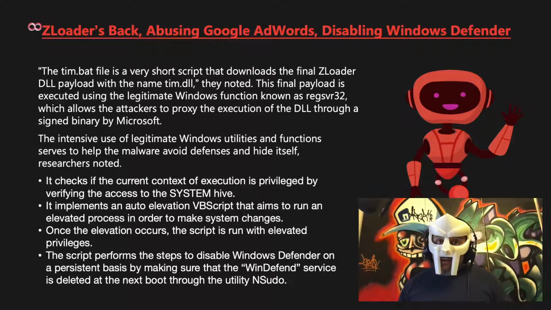It checks if the current context of execution is privileged by verifying the access to the system hive. It implements an auto-elevation VB script that aims to run an elevated process in order to make system changes. Once the elevation occurs, the script is run with elevated privileges. The script performs the steps to disable Windows Defender on a persistent basis by making sure that the WinDefend service is deleted at the next boot through the new utility nsudo. The nsudo.bat script also completely disables Microsoft's user account control security. It also forces the computer to restart so that the changes can take place.